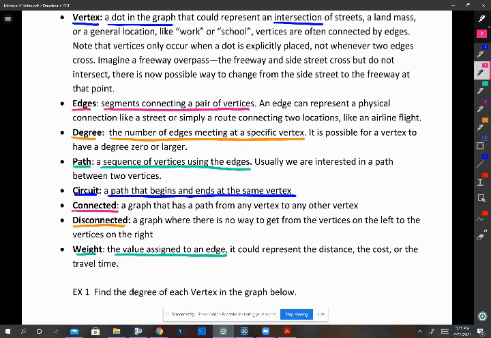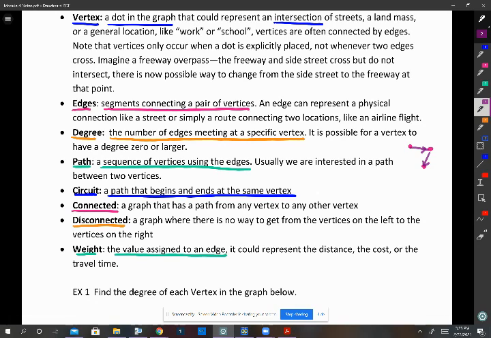A path is a sequence of vertices using the edges. Usually we're interested in a path between two vertices, so we want to know how we get from one place to the next. A path can just be connecting all the dots, but not necessarily coming back to the beginning spot, where a circuit is a path that begins and ends at the same vertex. So a path could be, you have 3 points here, and you're going from here and then to here.